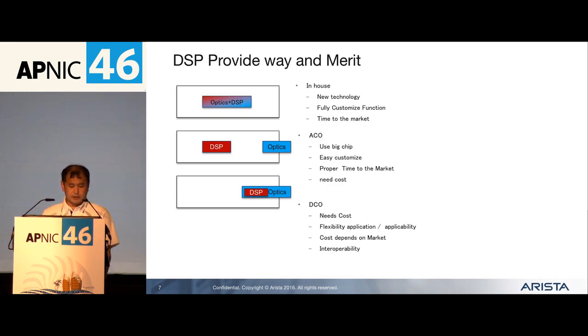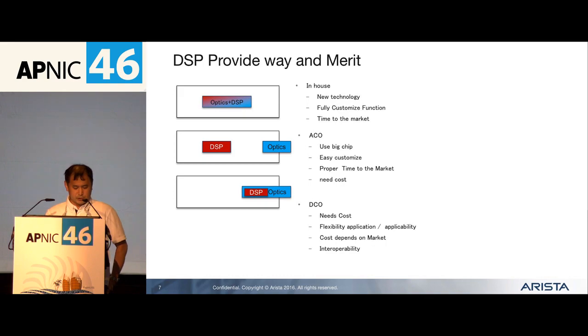Next one is ACO, analog coherent optics, where the DSP is on the host board and the optics is separate. It uses a big chip and is easy to customize. Proper time to market, but it needs some cost compared with in-house.